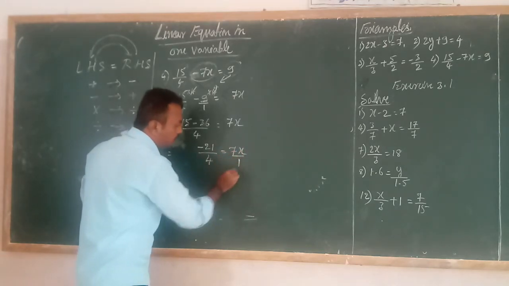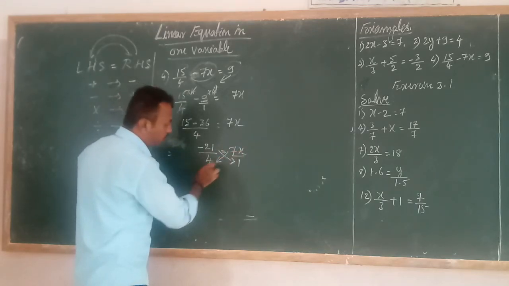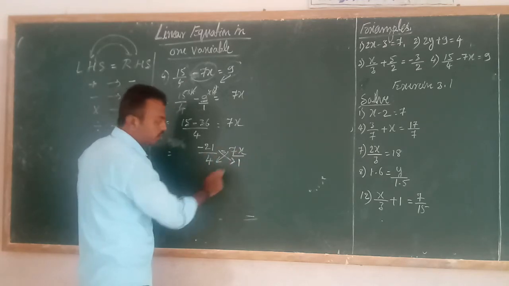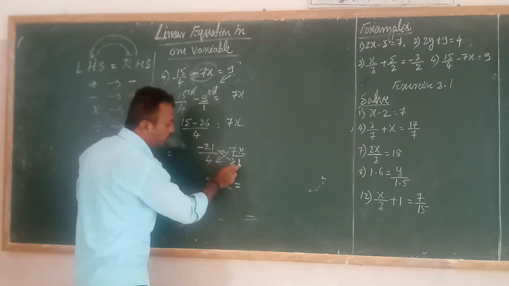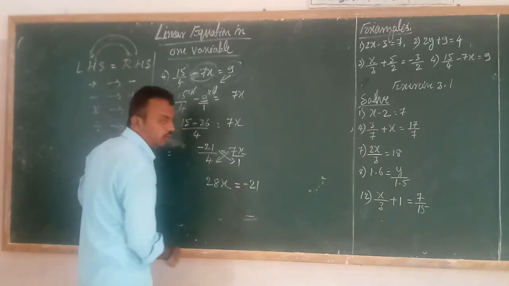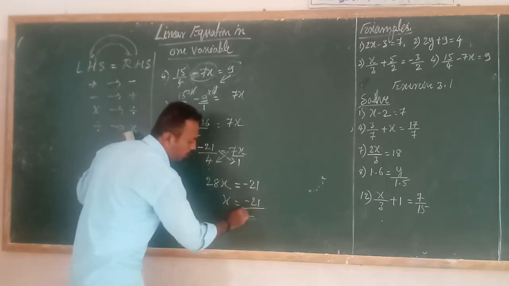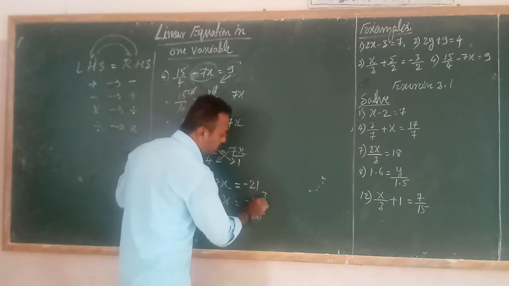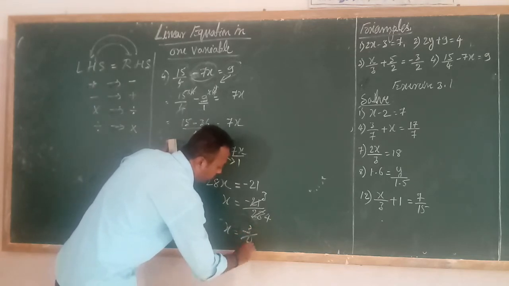So nothing is there, which means 1 is there, you have to cross multiply that. So 7x into 4 you have to multiply first, because it is a variable term, you have to write it on the LHS. So 7x into 4, 7 4s are 28x, it is equal to minus 21 into 1, minus 21. Now x is equal to minus 21 divided by 28. So now we have to simplify that, 7 3s are 21, 7 4s are 28. Therefore, x is equal to minus 3 by 4.